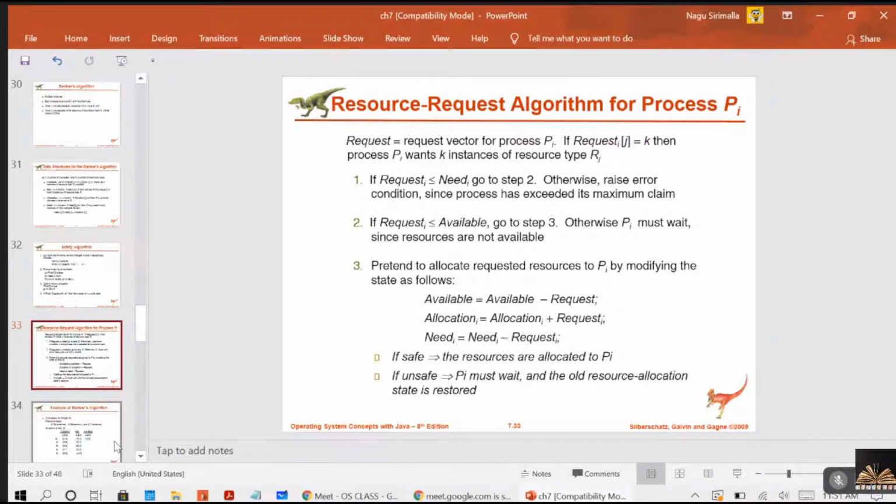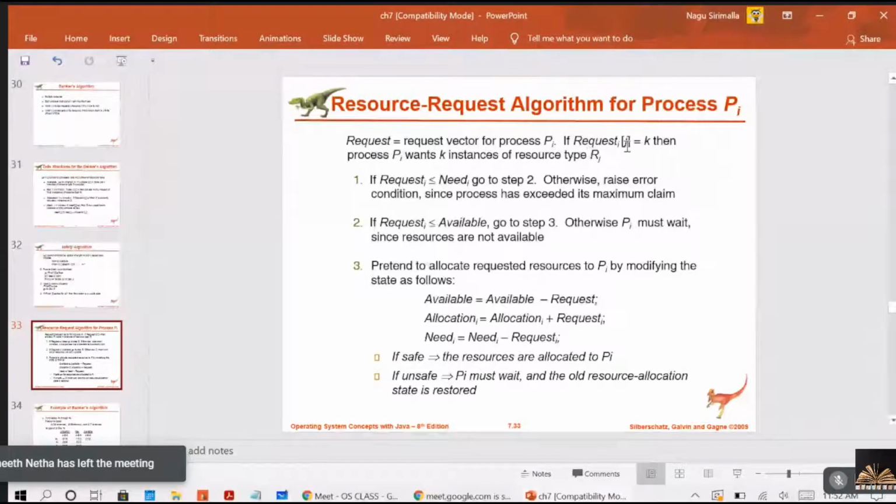So here we are using some vectors also. Let request be the request vector for the process Pi. If request i of j is equal to k, then process Pi wants k instances of resource type Rj. If request i of j is equal to k, it means process Pi is requesting k instances of the resource type Rj.